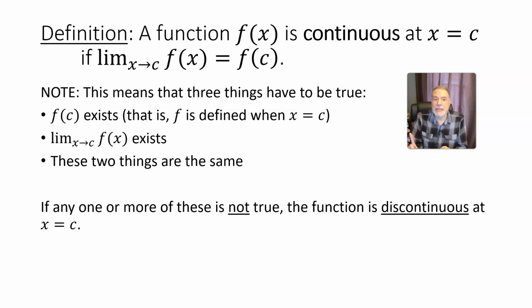First of all, it has to be defined. f of c has to exist. If it's undefined, the function can't be continuous. Condition number two, the limit has to exist. The limit as x approaches c has to exist. If the limit doesn't exist, the function is discontinuous. And these two things have to be the same as one another. They can't be two different numbers. So if any one or more of these conditions is not true, the function is not continuous. It's discontinuous at x equals c.